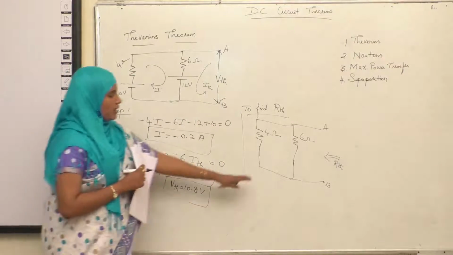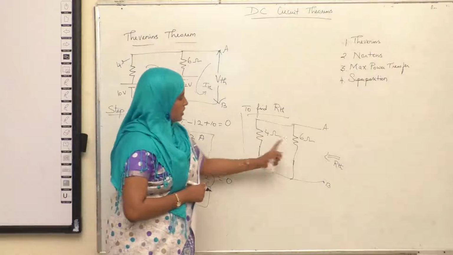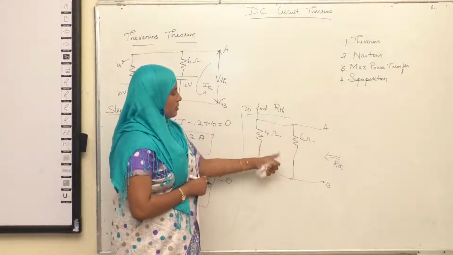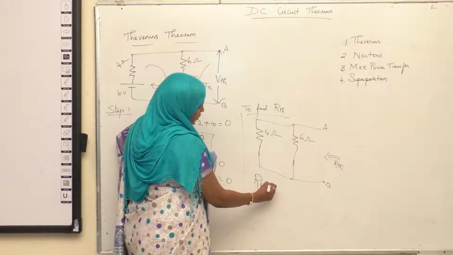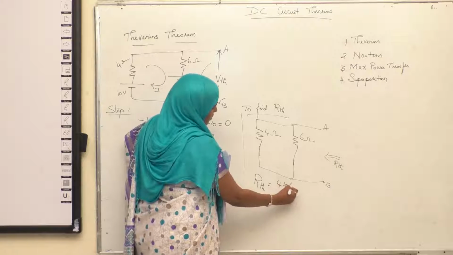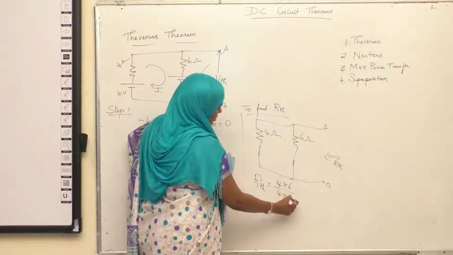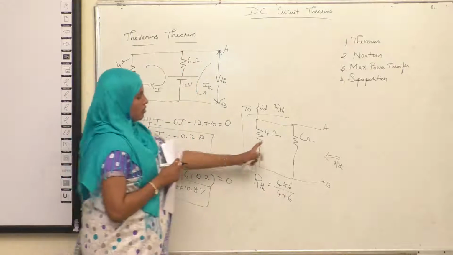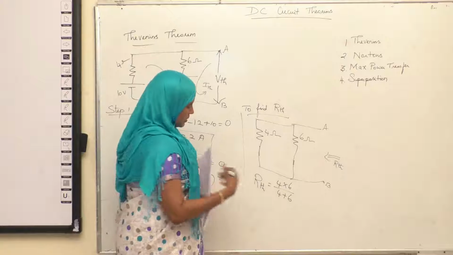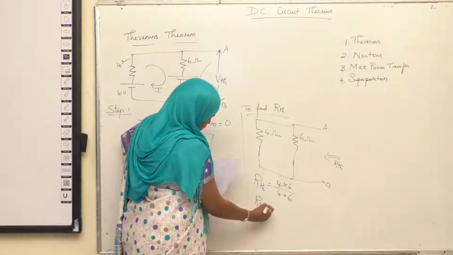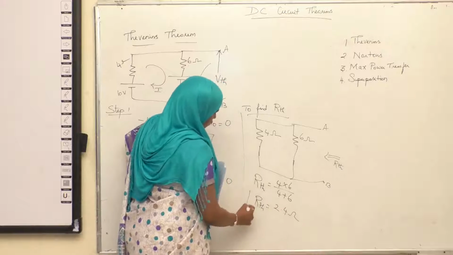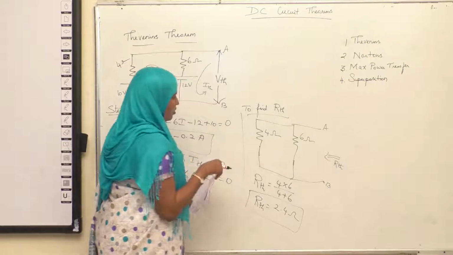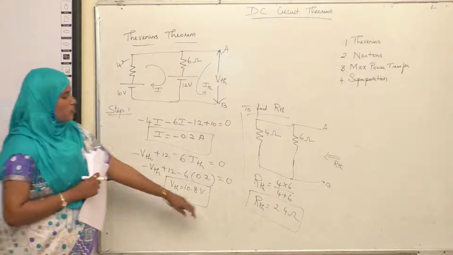Here you need to find the equivalent resistance. As you see, only two resistances are available and both are connected in parallel. So your RTH will be 4 into 6 over 4 plus 6. This is the formula for connecting two resistors in parallel. So this gives you a resistance of 2.4 ohms. So now step 1 and step 2 is over.